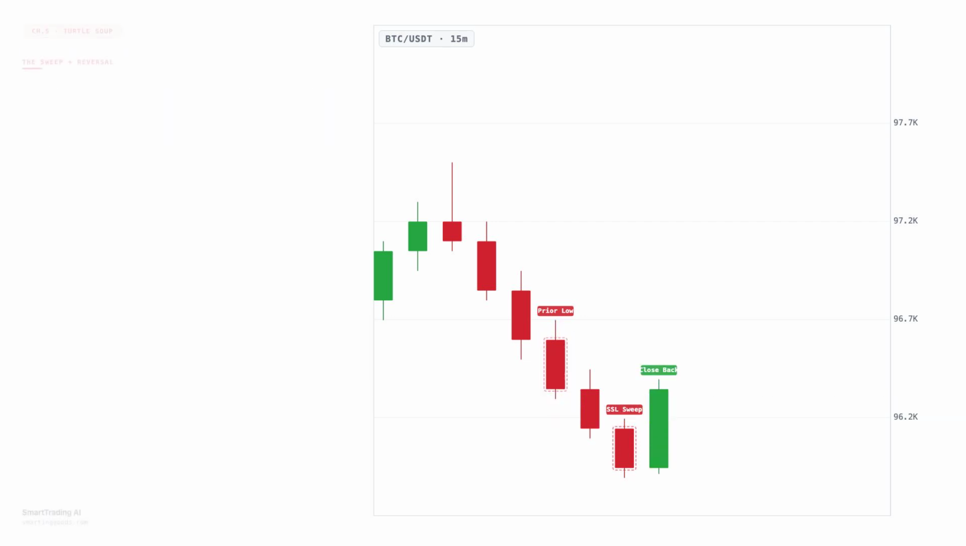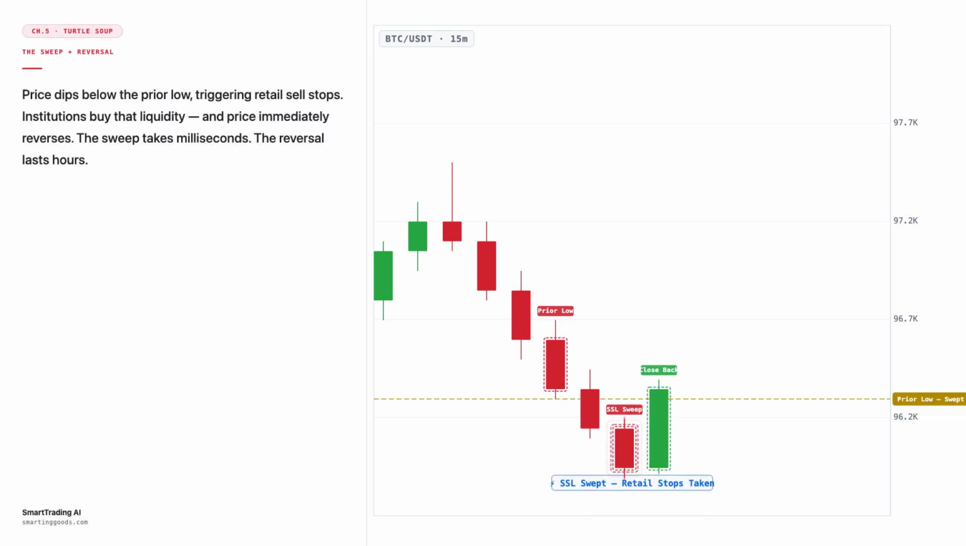At the setup, price breaks below the swing low, triggering all those stop-loss orders. Retail traders get stopped out of their longs. New short sellers jump in thinking a breakdown is happening, but then price closes back above the prior low on the same candle or the next one. The wick swept the liquidity. The short sellers are now trapped. Institutions have bought the lows, and price is about to reverse hard.